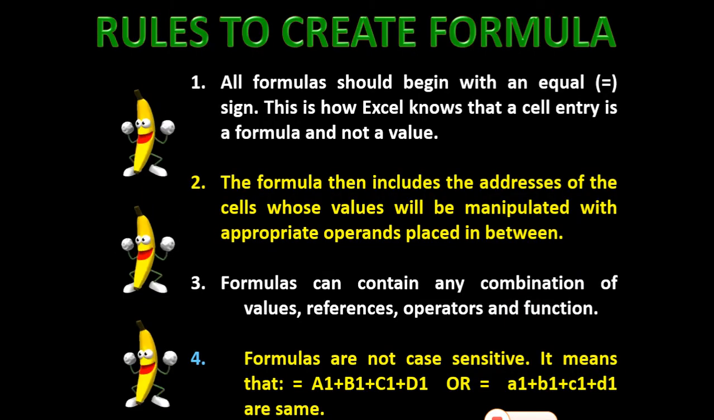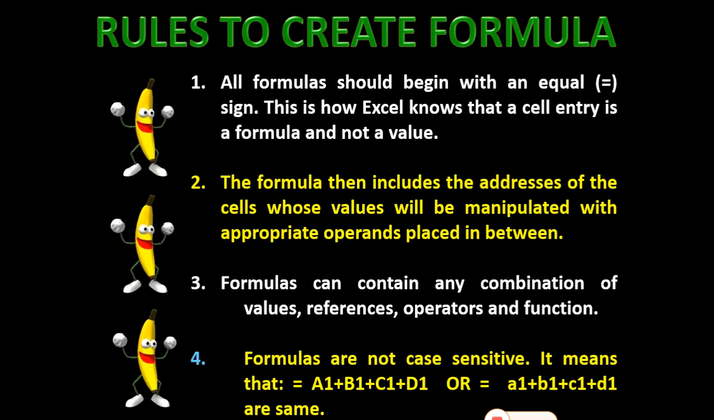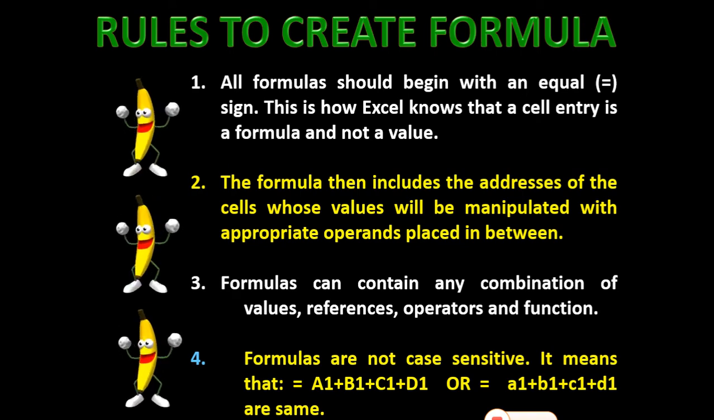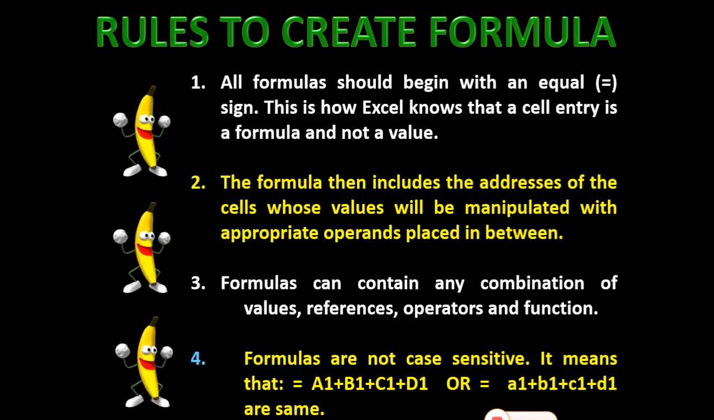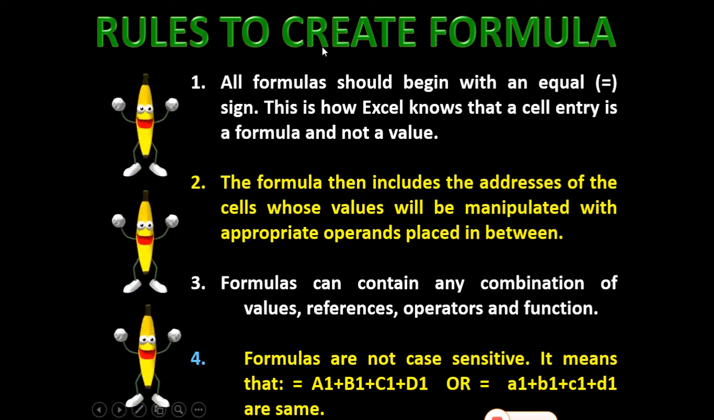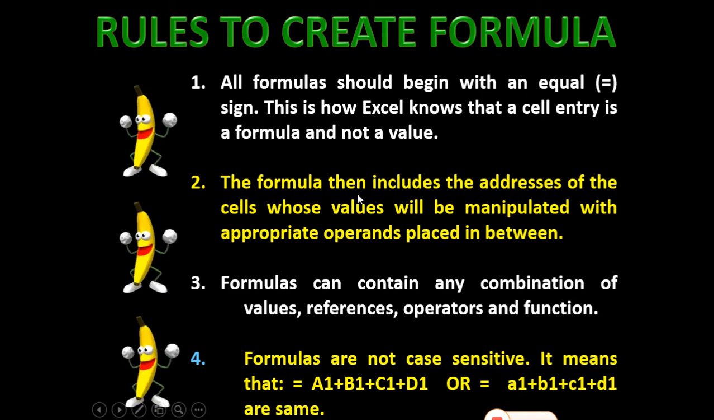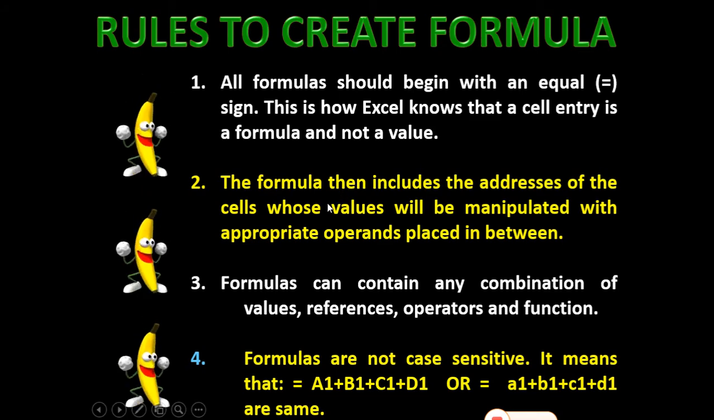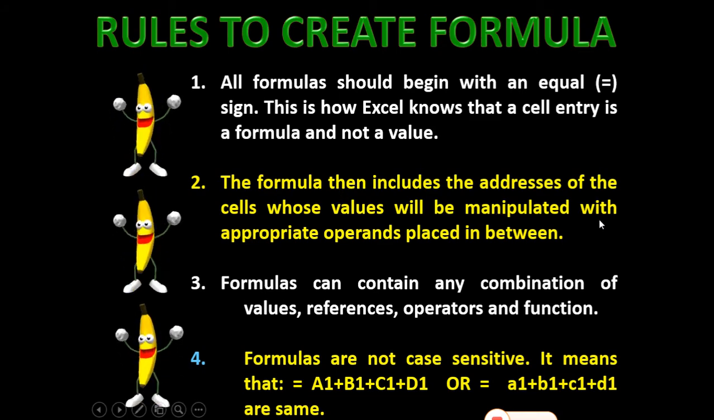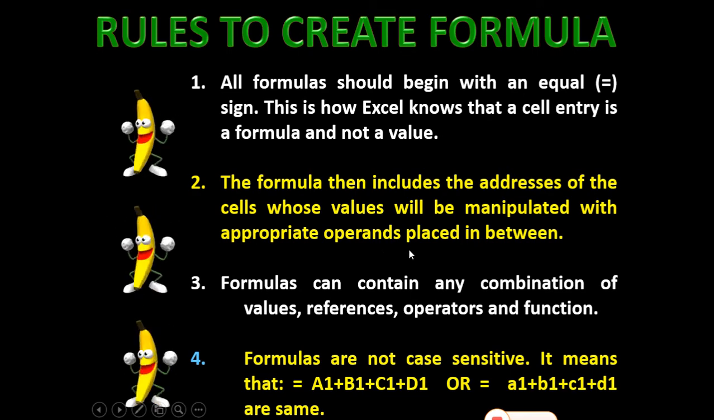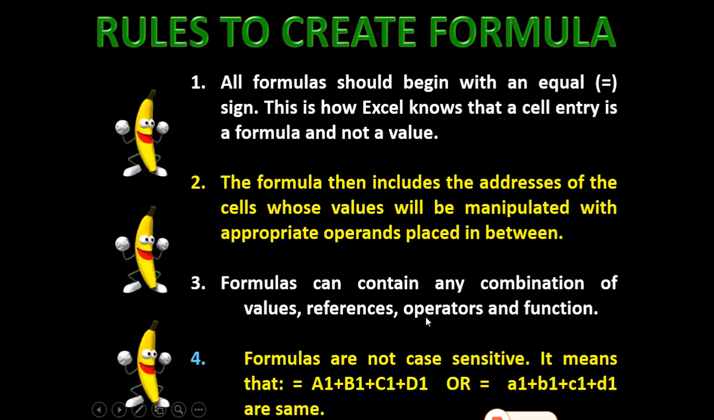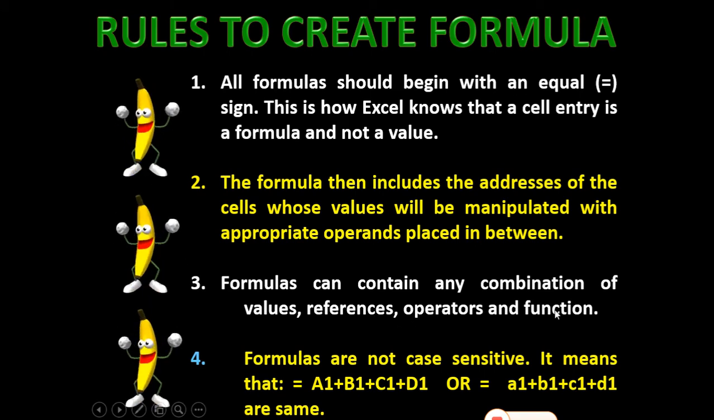Next is rules to create formula. First rule is all formulas should begin with an equal sign. This is how the cell knows that a cell entry is a formula, not a value. If you start with an equal sign, this shows it's a formula. Next, the formula then includes the addresses of the cells like A1, whose values will be manipulated with appropriate operands placed in between. Third one is formulas can contain any combination of values, references, operators and functions.